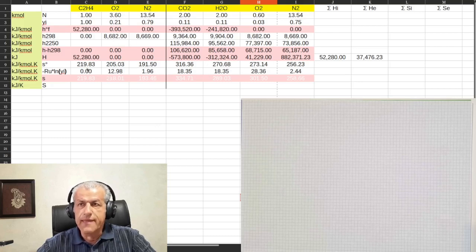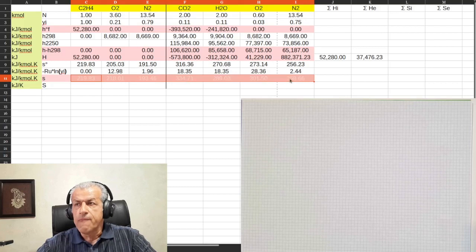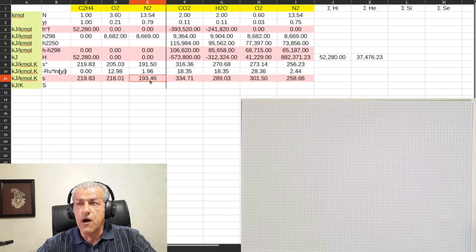Now, add these two together, and you would find the entropies of each kilomole of each constituent. You see, these are the entropies. I mean, 193 is the entropy of N2 in the mixture. Okay, 324 is the entropy of CO2 in the mixture. It is entropy of each kilomole of CO2 in the mixture.